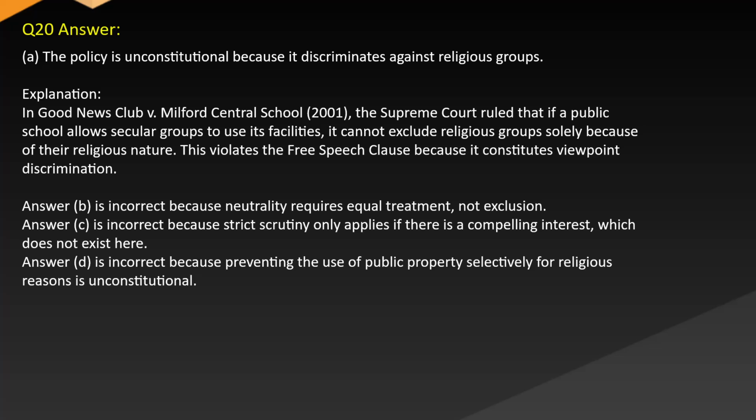Answer: B is incorrect because neutrality requires equal treatment, not exclusion. Answer: C is incorrect because strict scrutiny only applies if there is a compelling interest, which does not exist here. Answer: D is incorrect because preventing the use of public property selectively for religious reasons is unconstitutional.